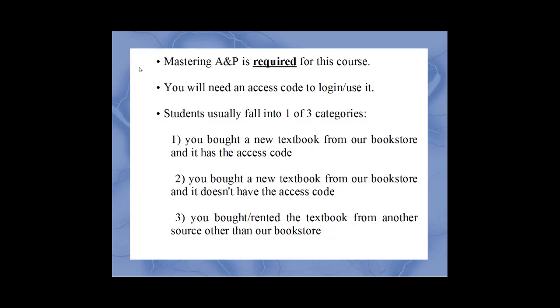Secondly, you will need an access code to log in and to use Mastering A&P. Students typically fall into one of 3 categories when it comes to this software. 1, you bought a brand new textbook from the bookstore on campus and it has the access code with it. Or 2, you bought a new textbook from the bookstore and it doesn't have the access code. Or 3, you have either rented the book or you bought the book from someplace other than our bookstore: Kindle, Amazon, and so on. So we'll go over what you need to do in each of these situations.